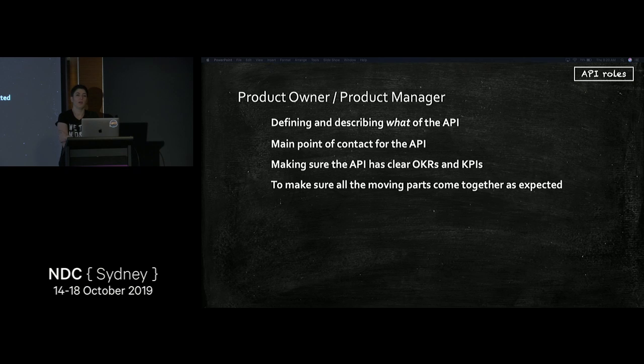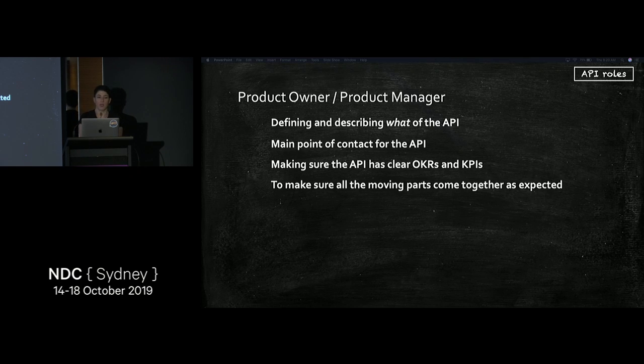The first one is product owner or product manager. We talked about what and how. The product owner or product manager is the one defining and describing the what of that API, making the right product. That was the what, and that's more strategy. The product owner is the person doing that, or rather, not the person, the role which is doing that.